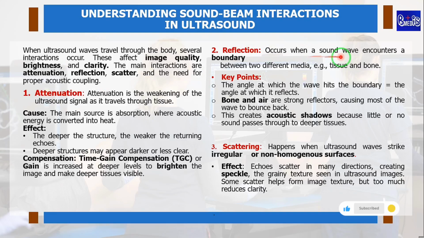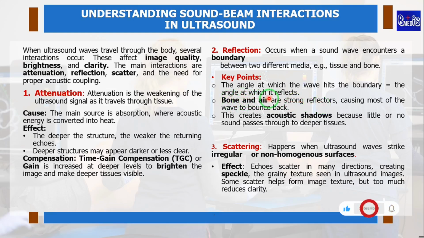Reflection occurs when a sound wave encounters a boundary between two different media, e.g. tissue and bone. Key point we consider here: the angle at which the wave hits the boundary is equal to the angle at which it reflects. We will see an explanation of this in subsequent slides. Bone and air are strong reflectors. In fact, in the ultrasound imaging procedure, we normally have issues with these two structures, that is bone and air.